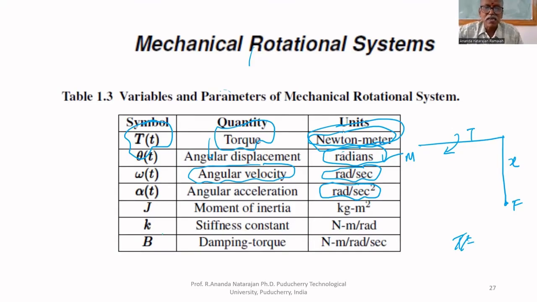The moment of inertia J, the unit is kg meter square. The stiffness constant of the spring K is Newton meter per radian. And the damping torque, that is B, is Newton meter per radian per second. That's all. So we should know the units as well as the variables and the constants used in the rotational system that we have seen.